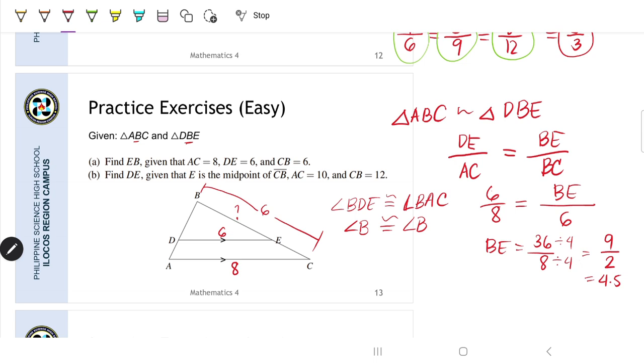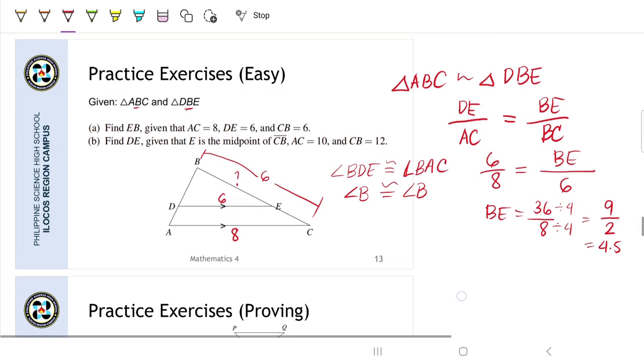So that's how you solve for the missing parts of triangles. You need to establish first the similarity between two pairs of triangles. Then using our definition, you can get the proportion of the corresponding sides, or you can get the congruence of corresponding angles. So this ends our topic for the similarity theorems.